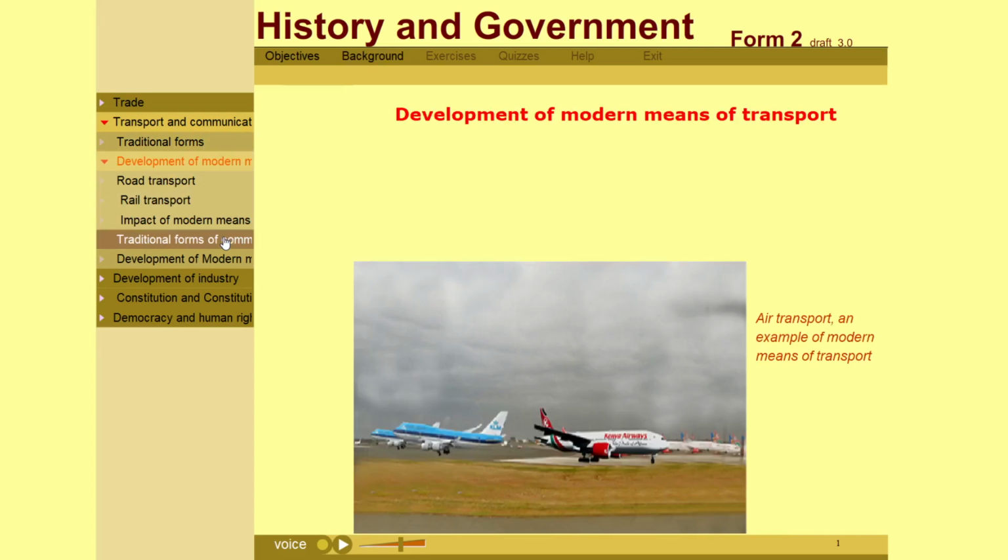In this lesson, we are going to learn about the modern means of transport. There are various means of modern transport. They include road, water, rail, and air transport. In this lesson, we shall pay particular attention to road and rail transport.